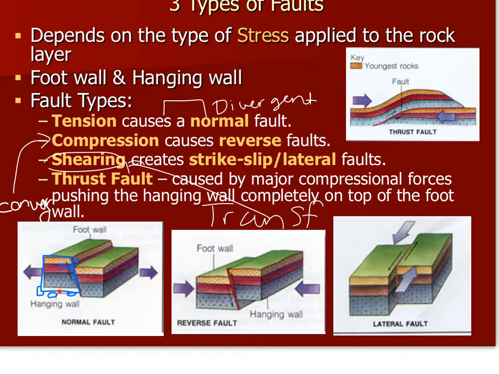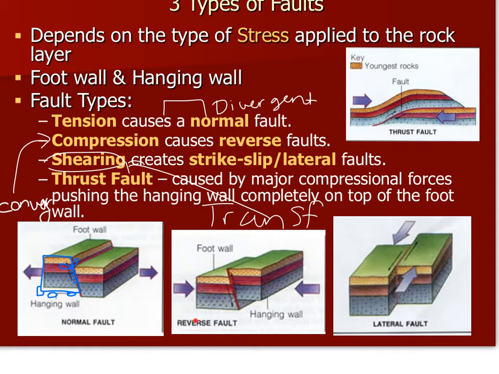If your foot wall is below your hanging wall, so your hanging wall is hanging down, then you're looking at a normal fault, and a normal fault comes from a divergent boundary. If your hanging wall is above the foot wall, like this one here, and your foot wall, right, that's a shoe, is below your hanging wall, that comes from a compression type stress, a convergent boundary, and it gives you a reverse fault. And you do have to know all three and how they correlate.